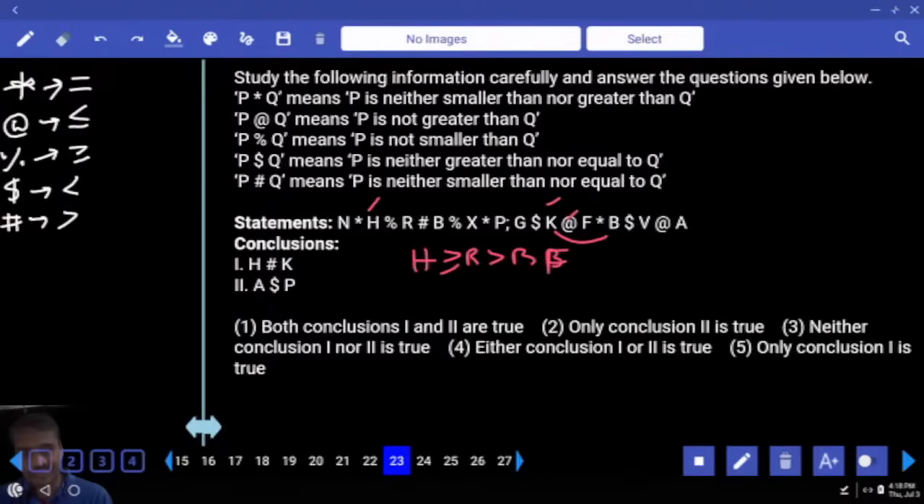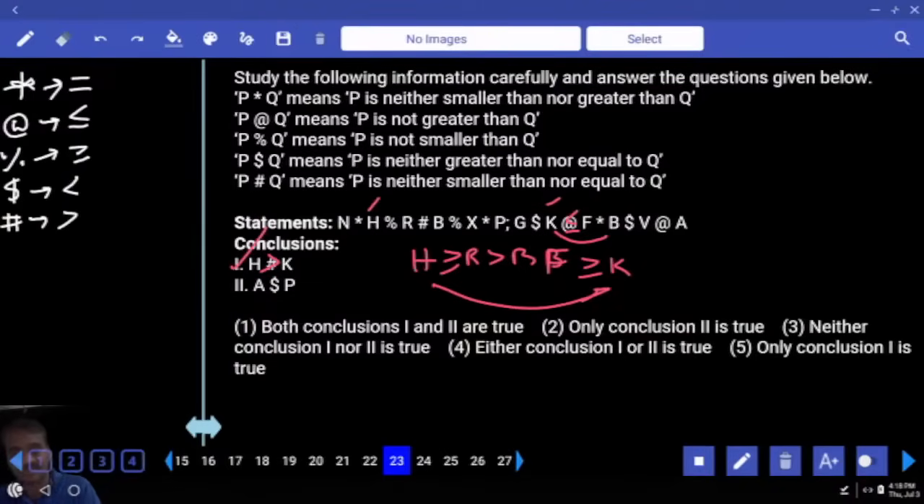At the rate of and lesser again. K lesser than or equals to F means F greater than or equals to K. Clear? Then what is your answer here from H to K? Which symbol is common? Greater than. Now hash stands for greater than, and H greater than K. Definitely true or not? Yes. Hence first conclusion is true.